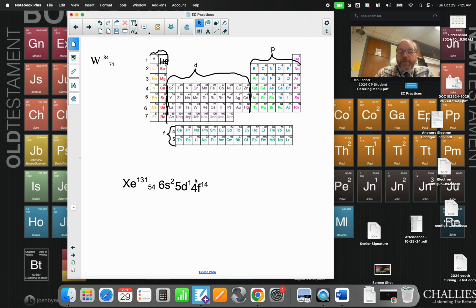Now when I come back up, I don't want to get confused here, so I'm going to cross out the 5d1. So lanthanum's 5d1 gets crossed out. We'll stop at tungsten's. That's 1, 2, 3, 4. There we go. And if we add these up, 54, and add those up, we should get 74, and we do. There we go. Awesome.